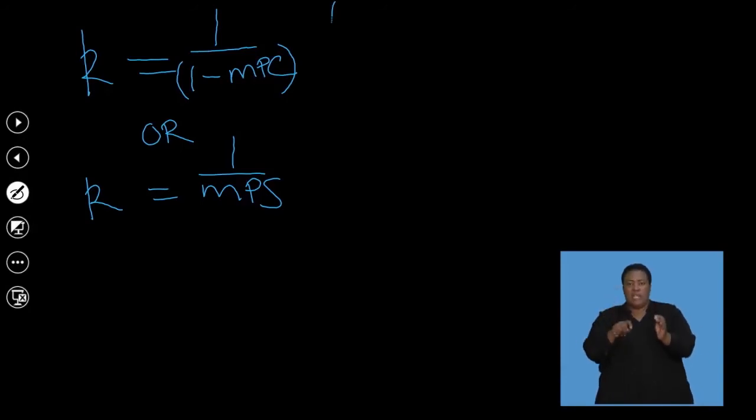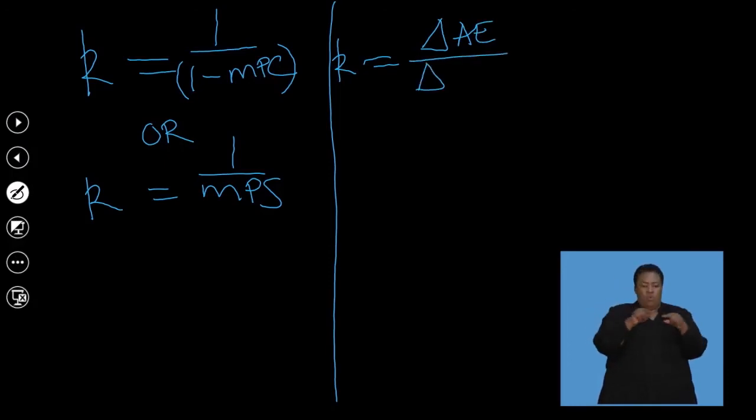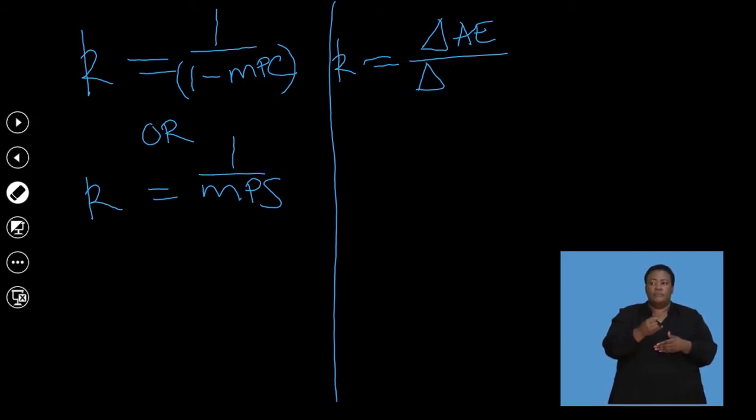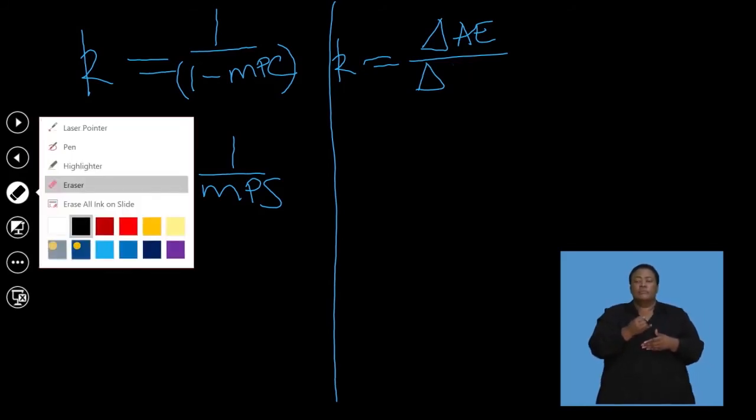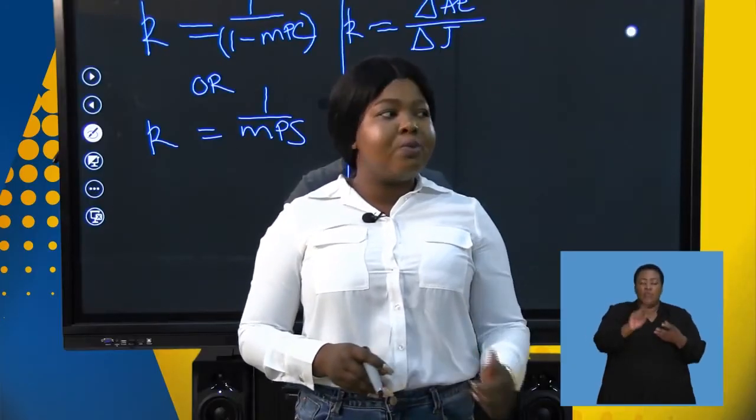Again, the other method is to use the Keynesian model. If you are given the Keynesian diagram, you will calculate your multiplier k as k equals, remember, our small triangle: change in AE over change in investment, which is J. Let me write it properly. So it's change in AE over change in J. So remember, whichever method you are given in the exam, you need to practice and be comfortable with it.